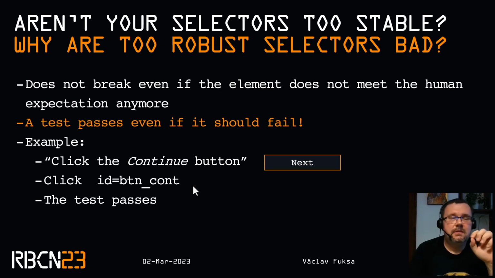This is basically the ultimate reason not to have too robust selectors in our tests. Our tests will end up with false results. The situation is analogical to having tests with fragile selectors. It's actually the exact opposite. They would fail even when they should pass.